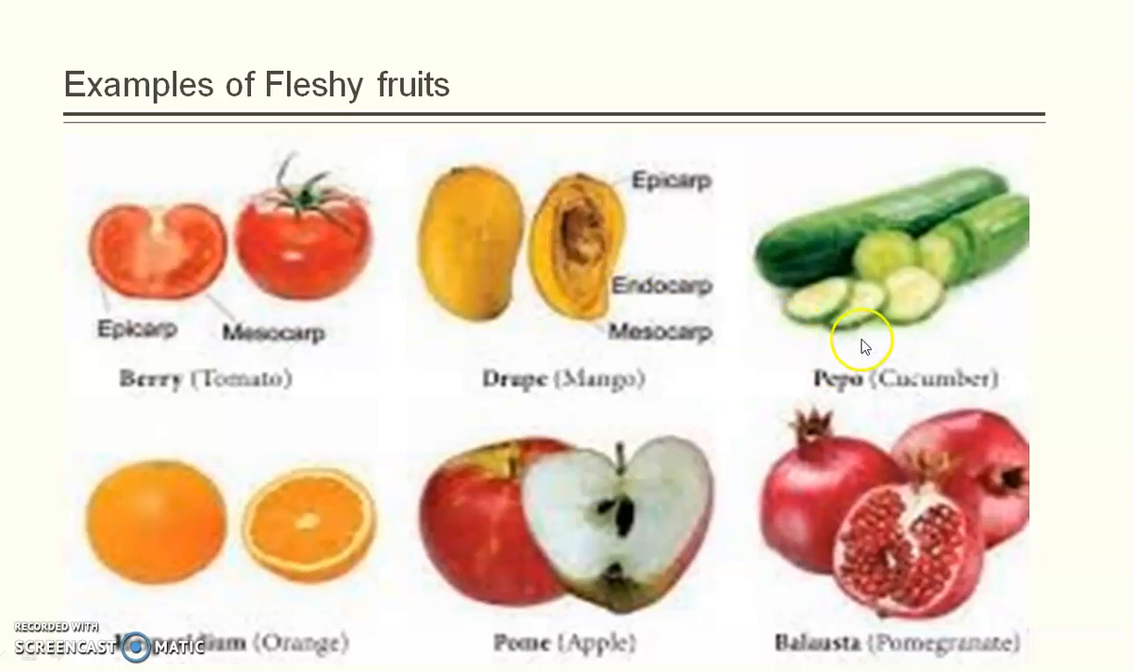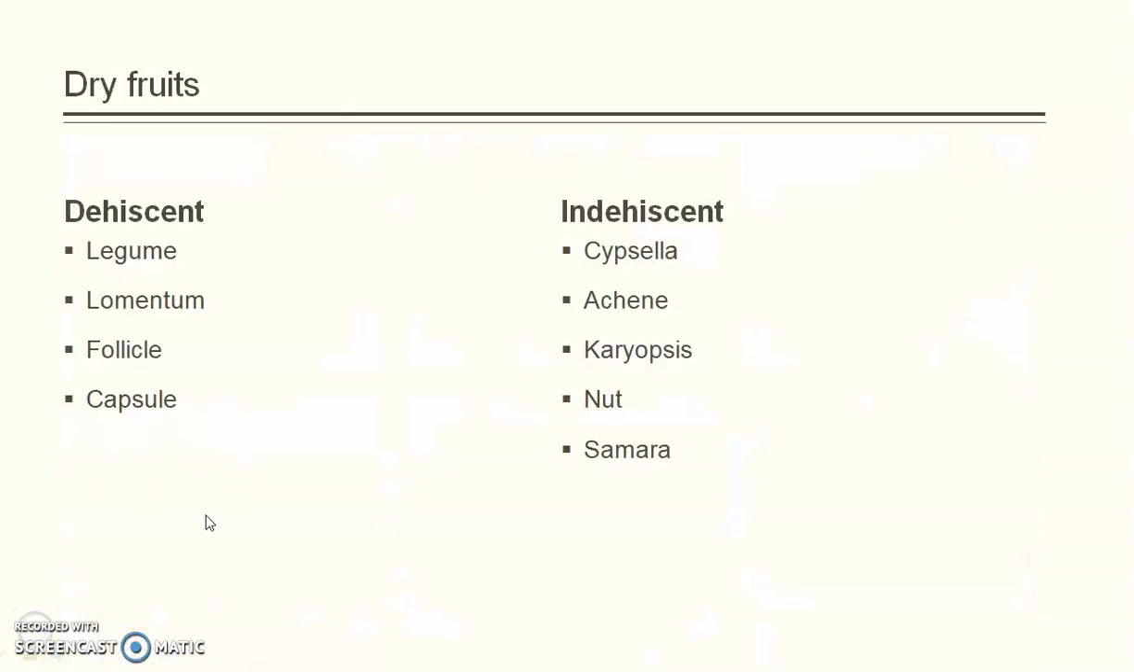And in pepo, cucumber is the example. And the next one, hesperidium, orange is the example. And the next one is pome. Apple is of pome type and it belongs to the false fruit because the thalamus is the edible part of the fruit and the thalamus becomes a fruit. So apple is a false fruit and strawberry also. And the next one is balausta, pomegranate is the example.